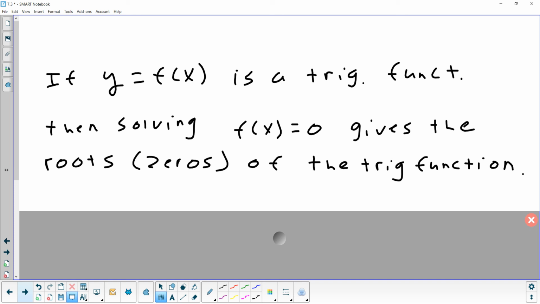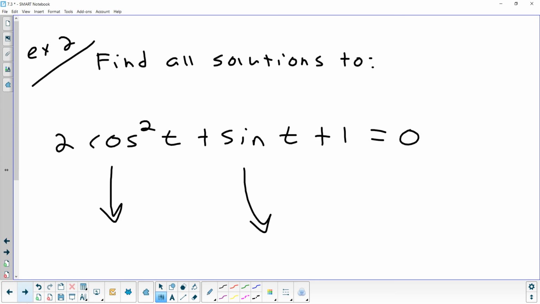So for some of the problems in this section, I think most of them, we're going to get everything on one side and get it equal to 0. Does anybody remember what kind of equations you solve by first getting it equal to 0? Quadratics.